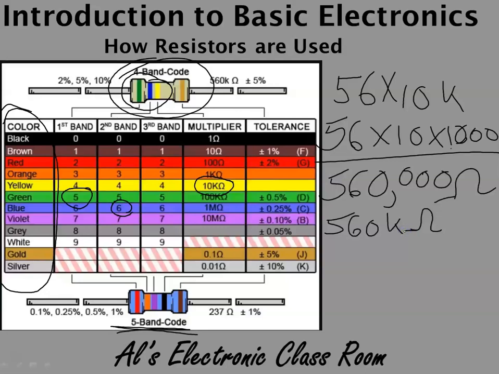All right, again, all I'm doing is looking at the colors, and each color represents a certain number. If it's a 4-band resistor, the first band is the first digit, the second band is the second digit, and then I have a multiplier, and I multiply that out. That's the value of that resistor.